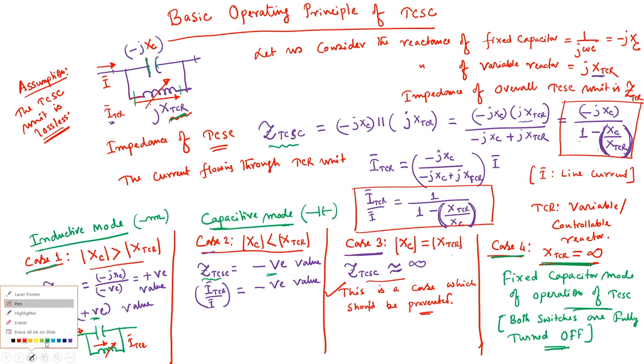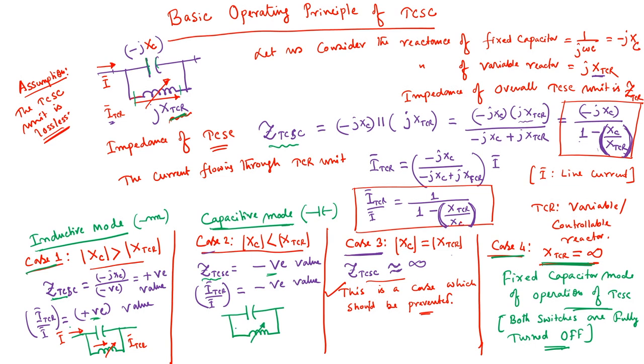Whereas, when we have this ITCR to I ratio negative, it means that suppose this is your fixed capacitor, this is our variable reactor. So, when the current flowing through this is in this direction, when the whole unit will operate in capacitive mode, the current flowing through the TCR would be just opposite to the line current. So, this will be ITCR. Okay. So, this is the difference between these two modes, and normally in TCSC operation, this mode is prohibited. This mode is also not likely to happen, because in that case there is no control operation, but this may happen. This is a valid mode of operation.